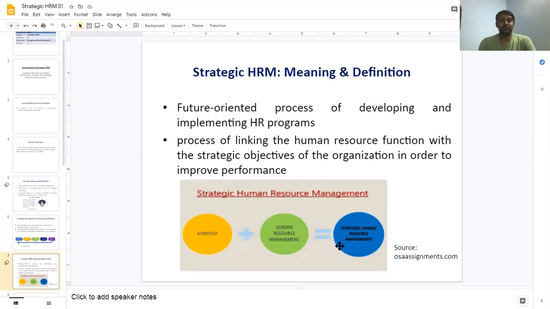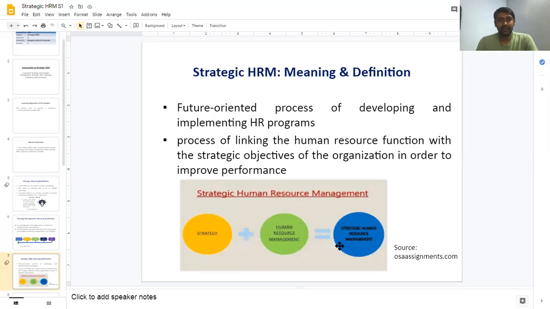Now we understood what is strategy, what is strategic management. Now we will understand what is strategic HRM. See, strategy is nothing but a basic plan, how we will accomplish the basic goals by managing this particular plan with specific reference to human resources. So how a particular plan can be accomplished with respect to human resources is known as strategic HRM.